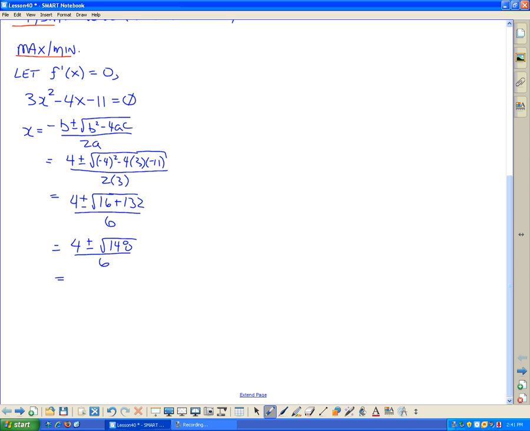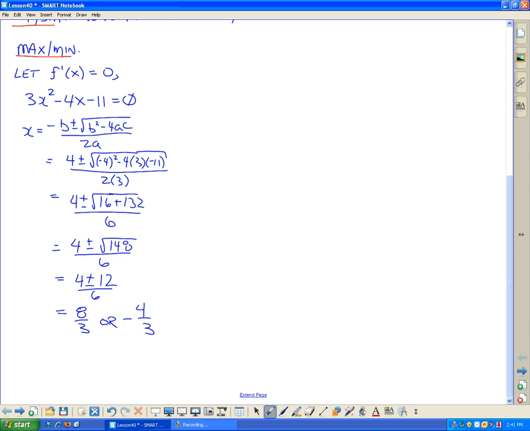This is where your approximation skills come in. Square root of 148. We know that the square root of 144 is 12, so it looks like close enough to 12 for me. And yes, you're allowed to do this. It's an approximation. You don't have a calculator, so I allow some rules to be bent here. So we end up with 4 plus 12, so that's 16 over 6, which reduces down to 8 over 3, or negative 8 over 6, which gives us negative 4/3.